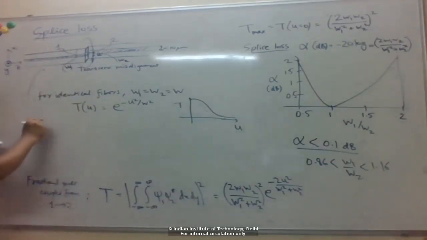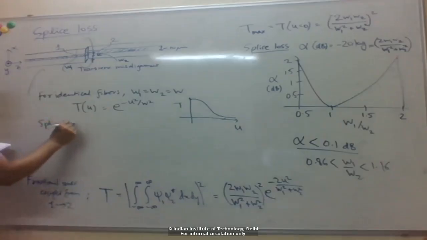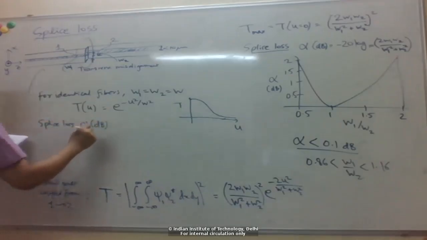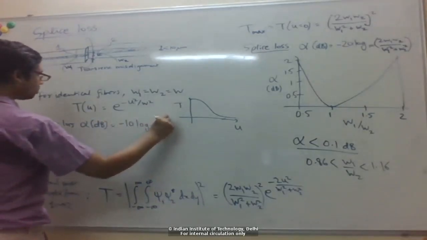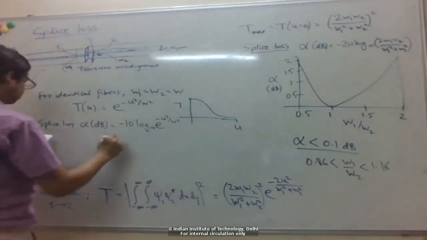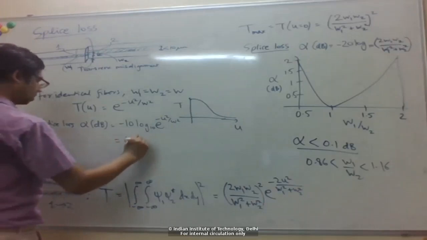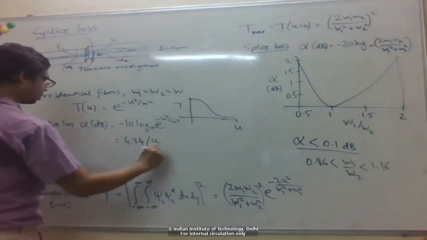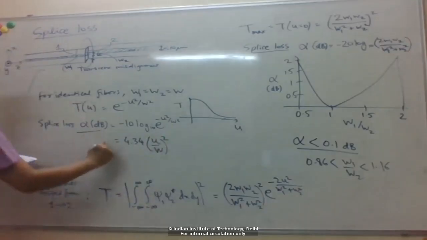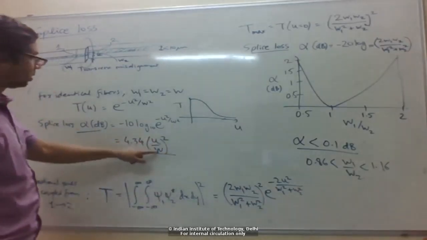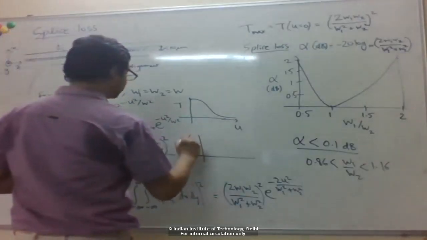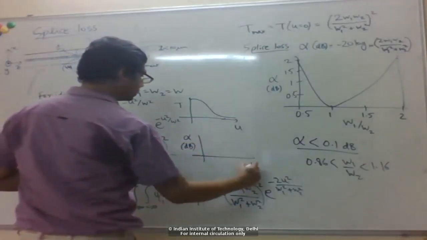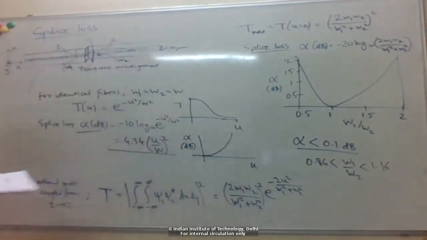Again, if you want to denote the loss in dB, then you take 10 log 10 of that. So you get, okay, the loss in dB scales with (u over W) squared. So the splice loss in dB versus u goes like that.